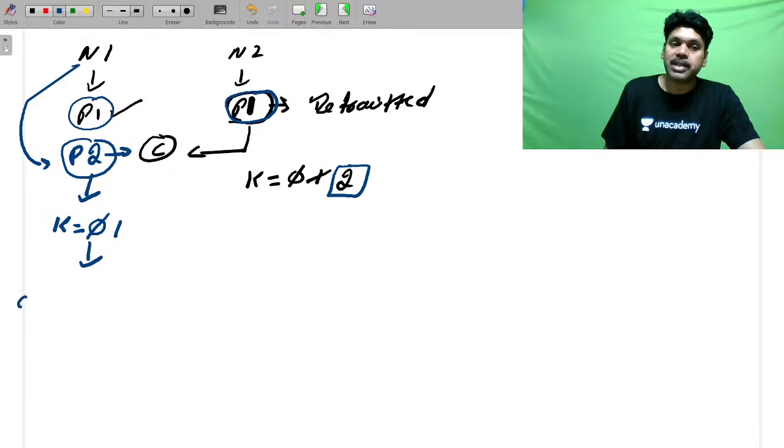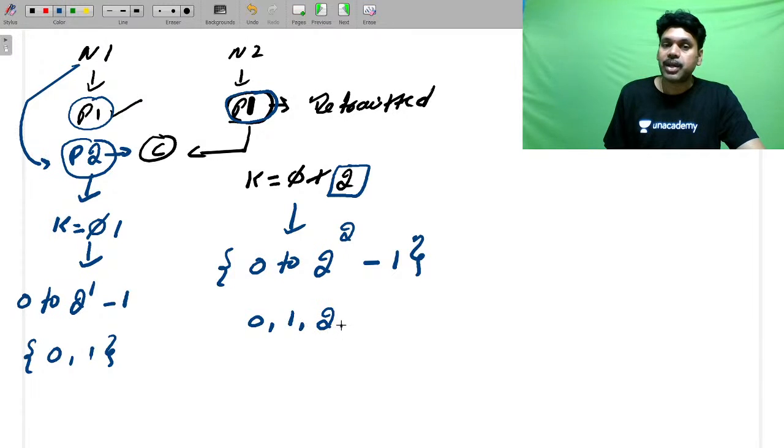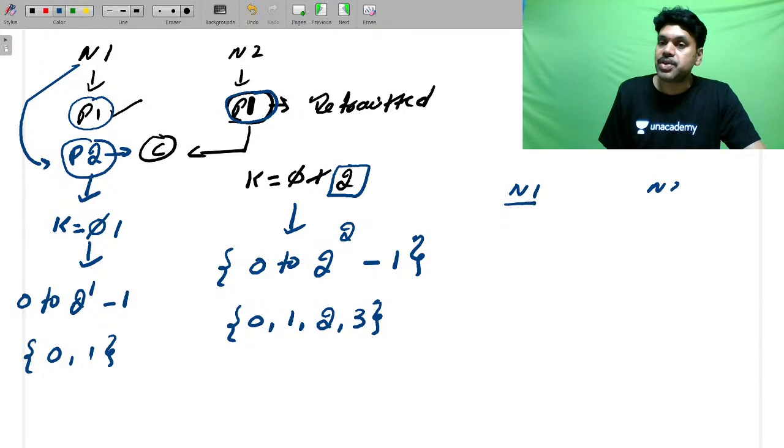Now again there is a race. 0 to 2 power 1 minus 1, you got 0 comma 1 slots. Now this time your collision number is increased, so you got 4 slots: 0, 1, 2 and 3. Now keep the race among them. Now N1 and N2 are on the race, a probability race.